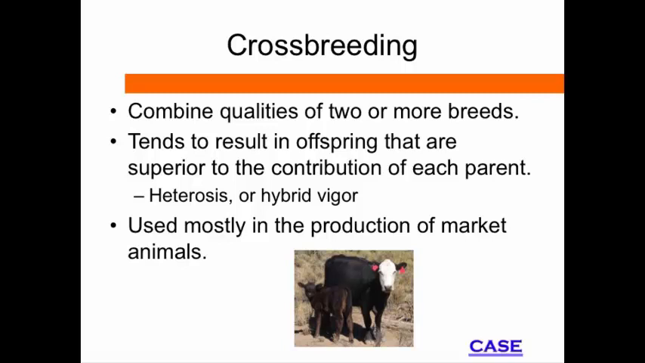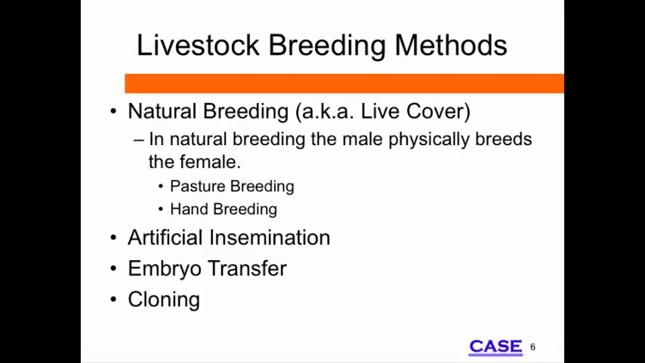While the first generation of crossbred animals tend to be very high performing, subsequent crossings of crossbred animals may not exhibit the increased performance. This system is used mainly in the production of market animals. The four basic livestock breeding methods that will be discussed are natural breeding and other reproductive technologies. Artificial insemination, embryo transfer, and cloning are more modern breeding methods.